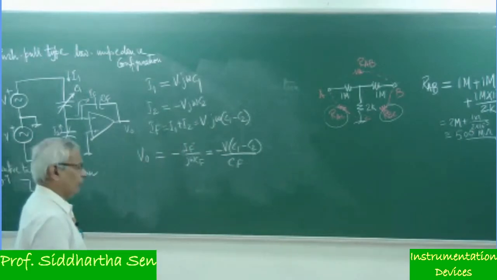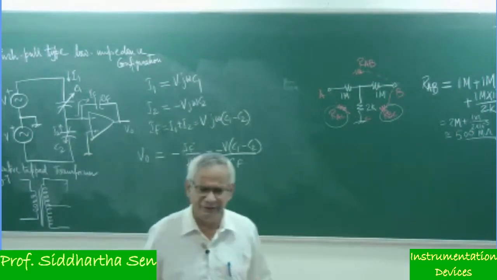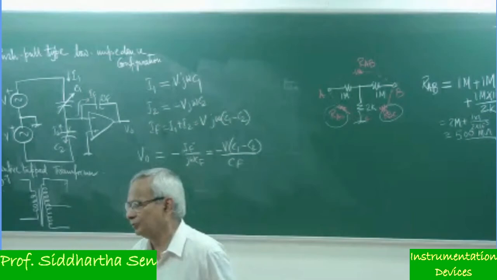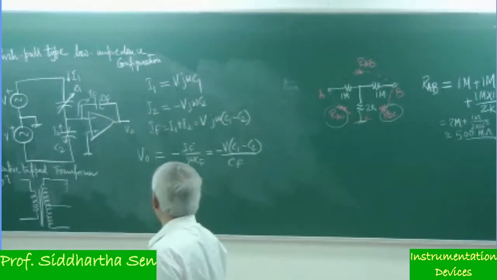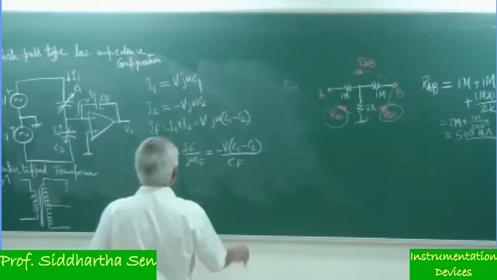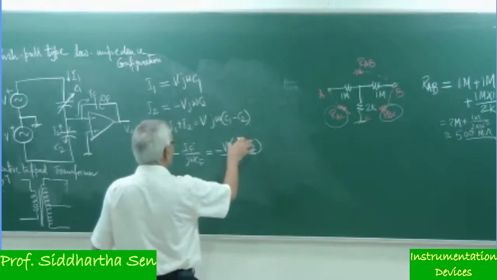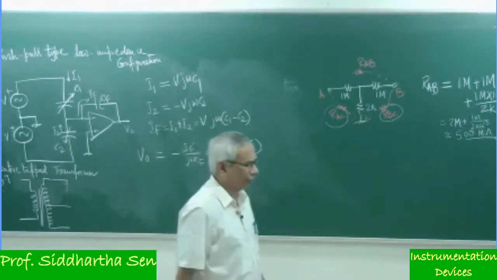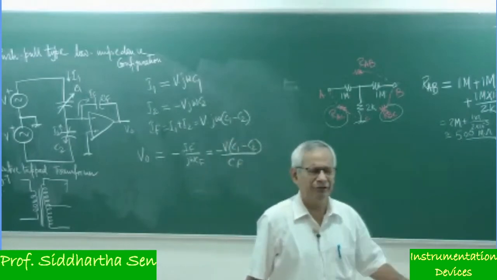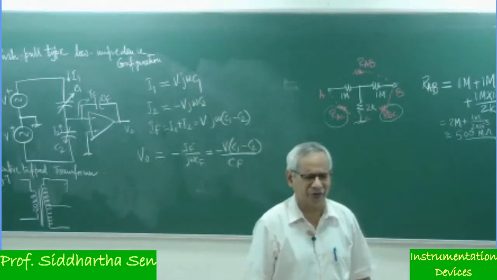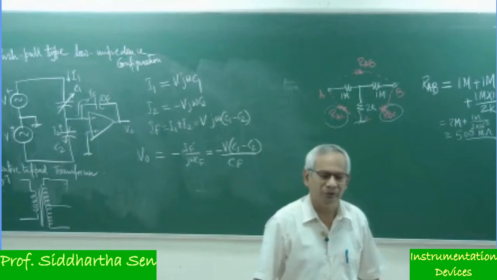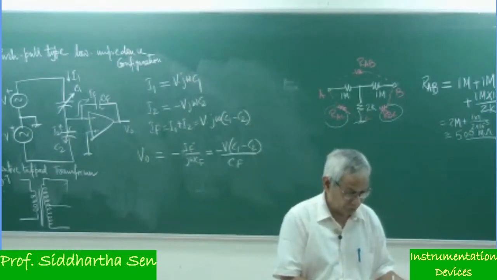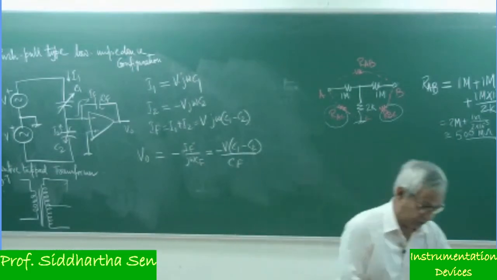So, first of all, to be seen that it is independent of the frequency. The output voltage is independent of the frequency and it is only dependent on the difference of C1 and C2. It's not how much the individual values of C1 or C2 are, but it depends only on the difference between C1 and C2.